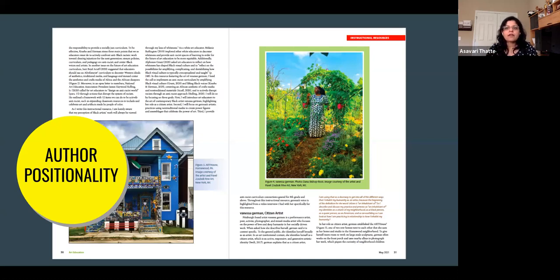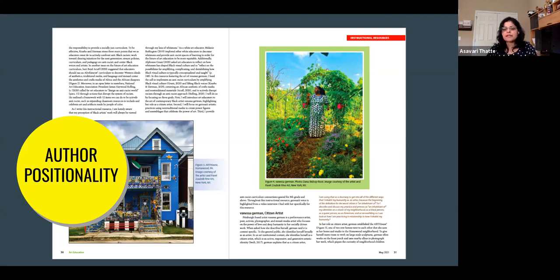So one of the simplest ways to think about author positionality is making explicit for your reader what your worldview is and how it's informed by your gender, by your race, by any other position that you are a part of, and that affects your experiences and your worldview. So Suyulik writes that as I write this instructional resource, I'm keenly aware that my perception of Black artists' work will always be viewed through my lens of whiteness.